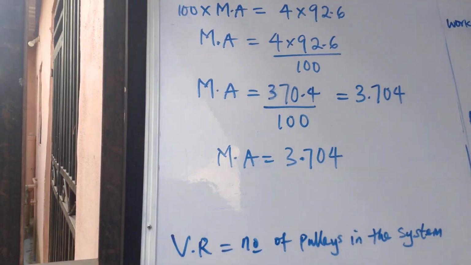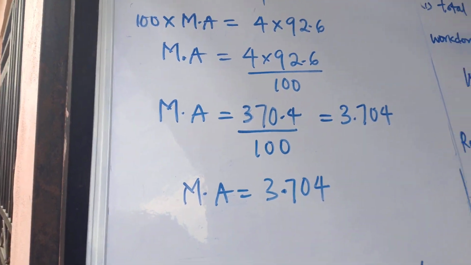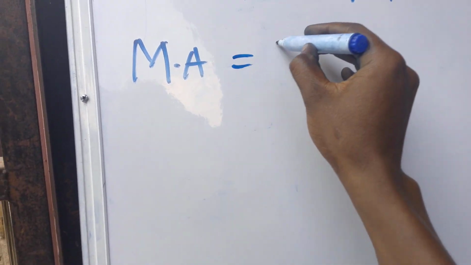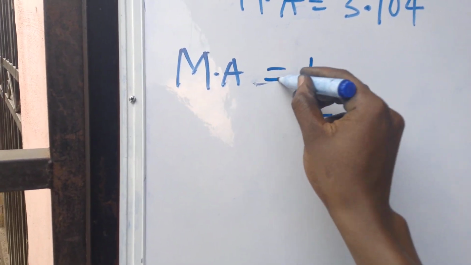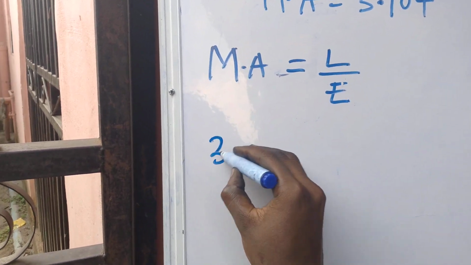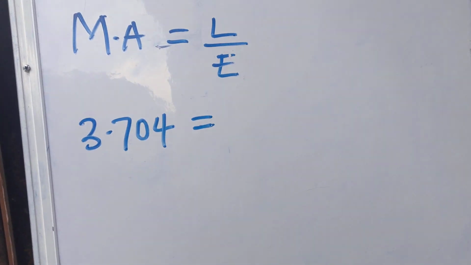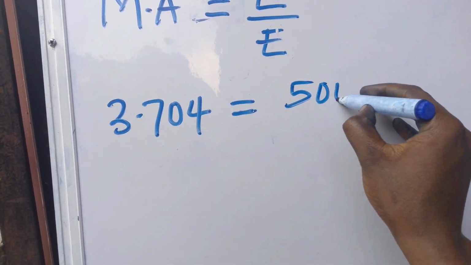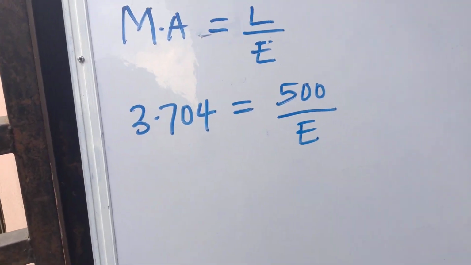Now the next thing I'll do is to use the formula for mechanical advantage, which is the load over the effort. Okay, we have the mechanical advantage as 3.704, equal to my load over effort. The load there is 500 Newton. It was given to us. The load is 500 Newton. The effort is what we are looking for.